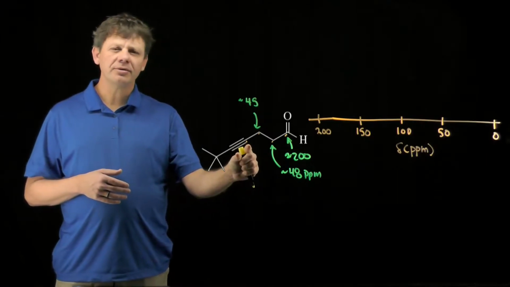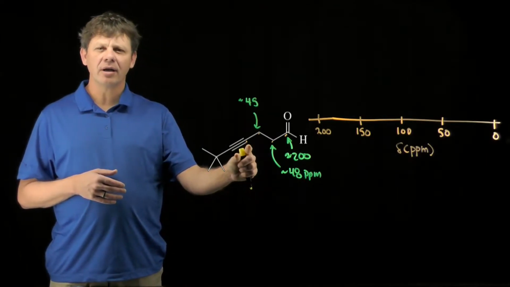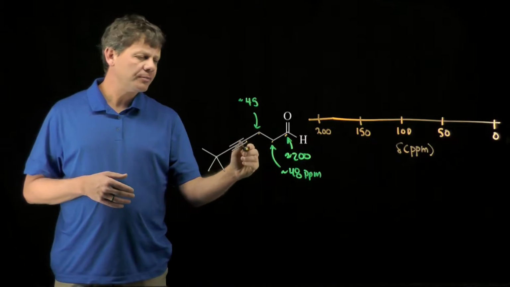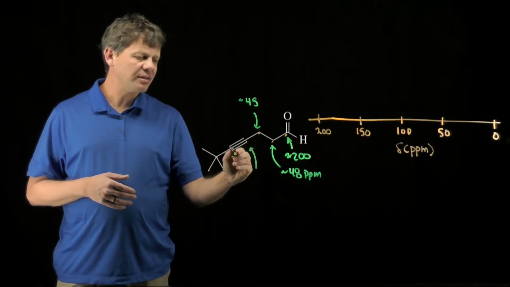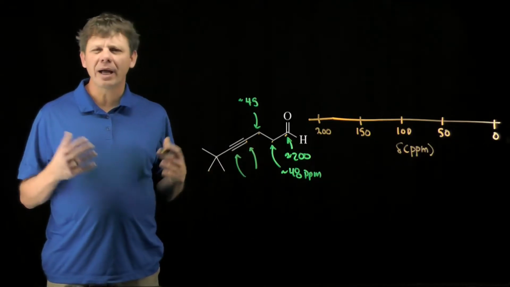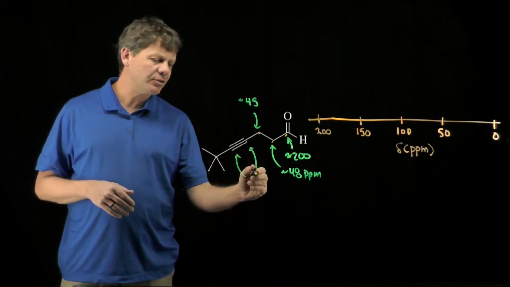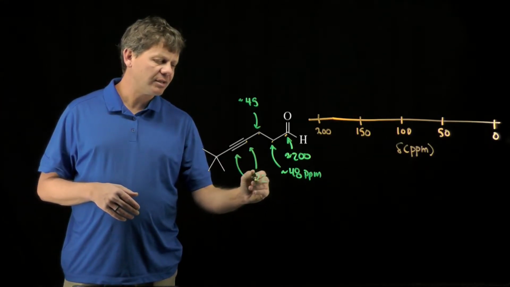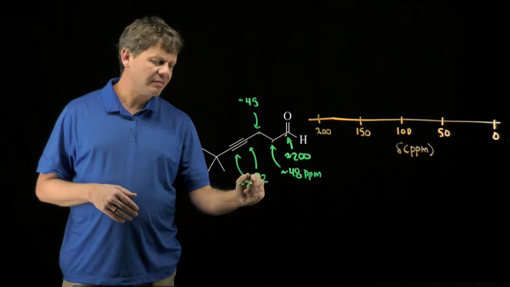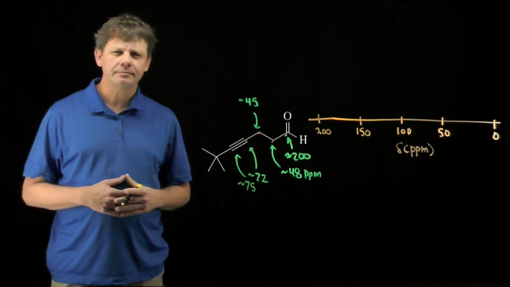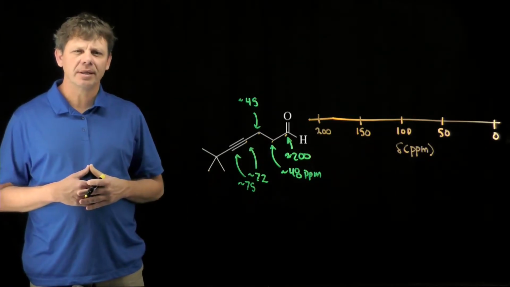The next two carbons are both part of the alkyne, so they're sp hybridized carbons. That's going to suggest that those might be around 70. So just so we have two different ones, we'll call it 72 and let's say 75. Again, we want to draw them in different places.